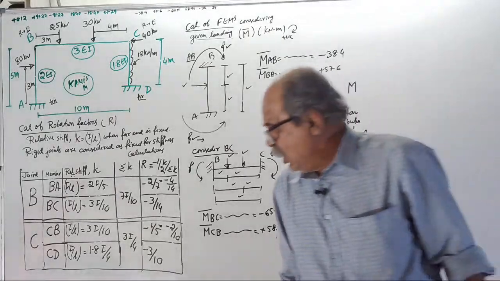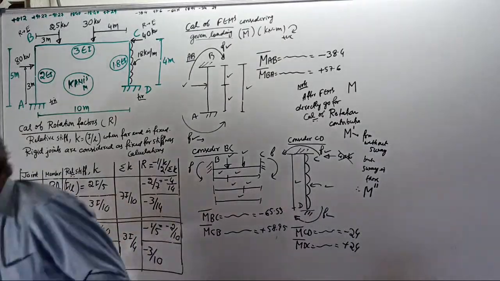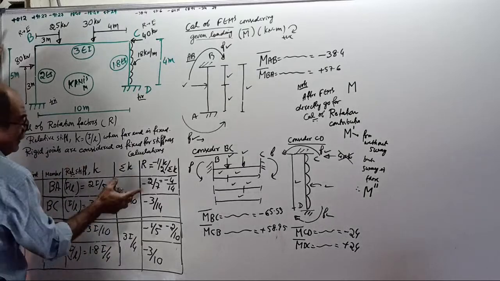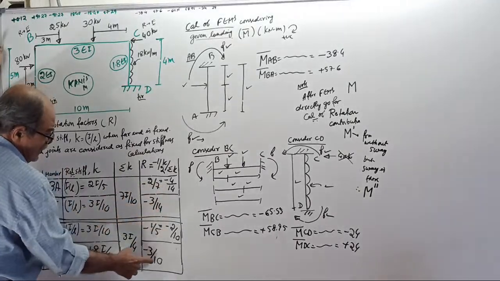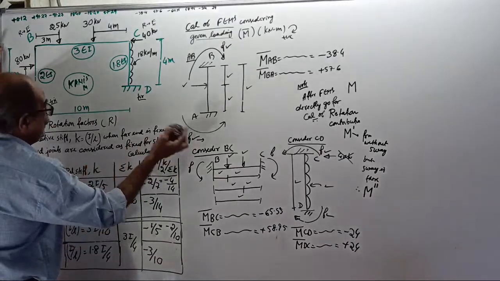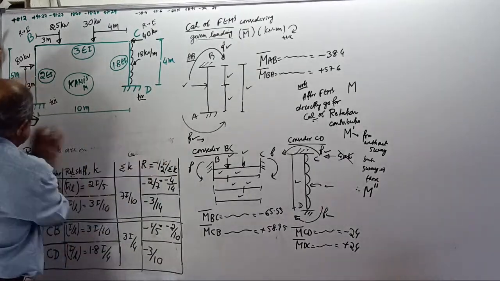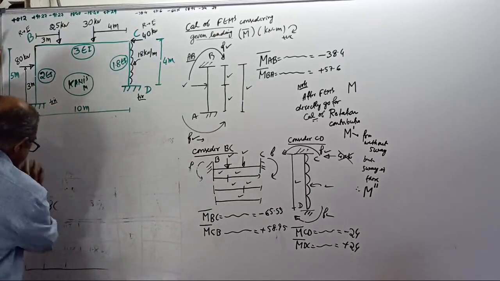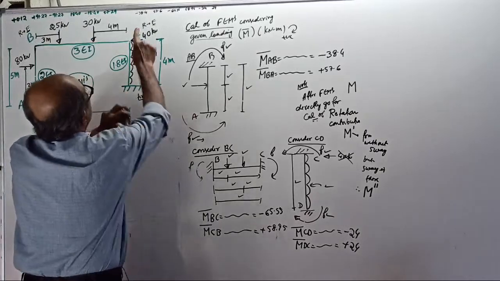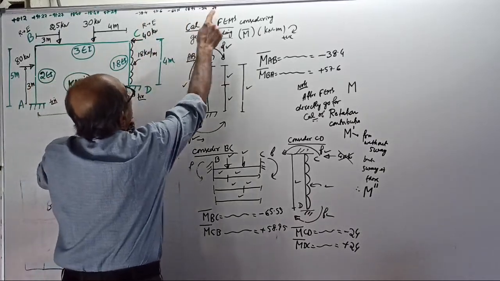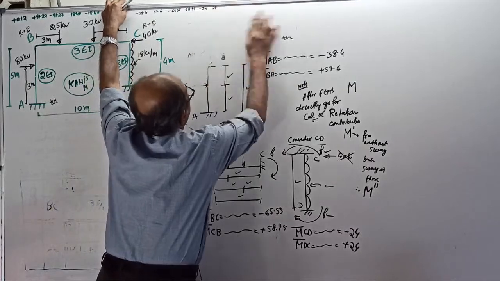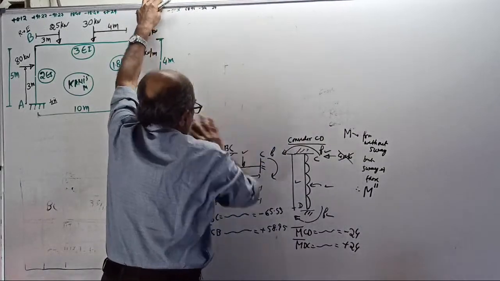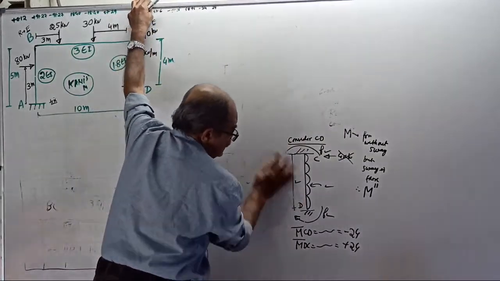I do not want these rotation factors, I will remove this. Already over: 4 by 14, 3 by 14, 2 by 10, 3 by 10. I will remember it, no problem. This I will remove. Fixed end moments, I noted down here, so nobody has to do it once again. FEMs are also over.